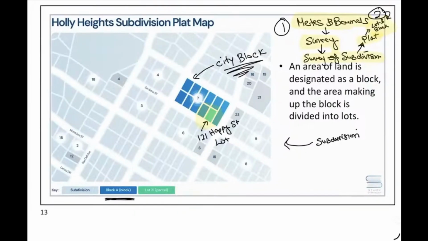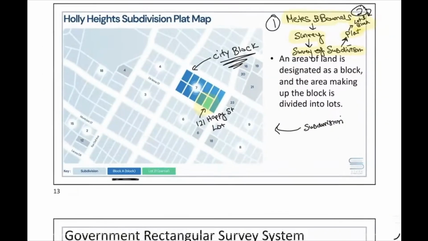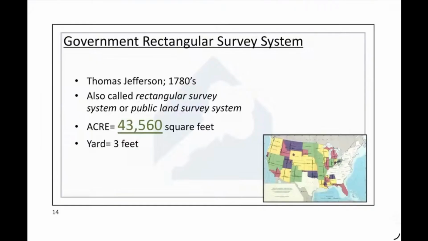something that's recorded. But remember, I started this and I said, hey, there are three ways to describe a house or describe a lot: the metes and bounds, the lot and block, and then the government rectangular survey system. I wish I could have some dramatic music because everybody gets so uptight about this, but it's actually not too bad.